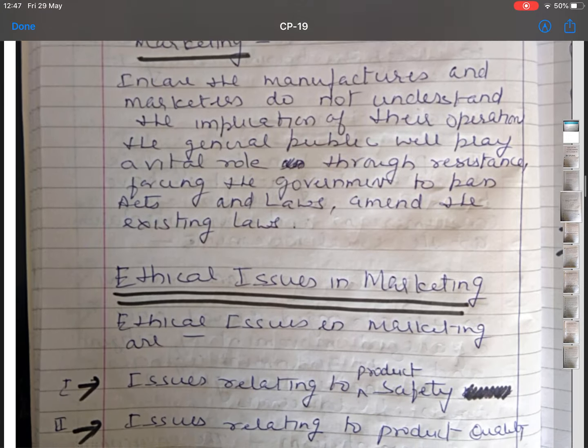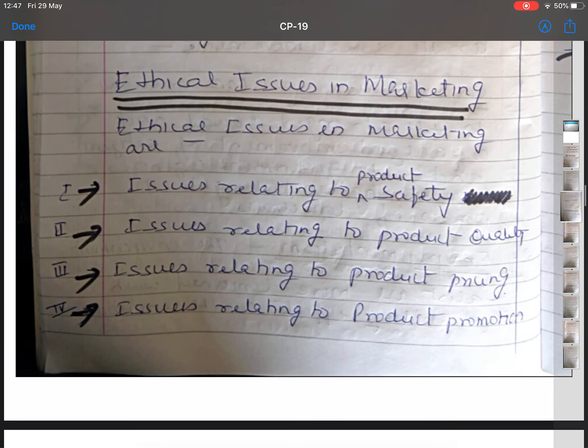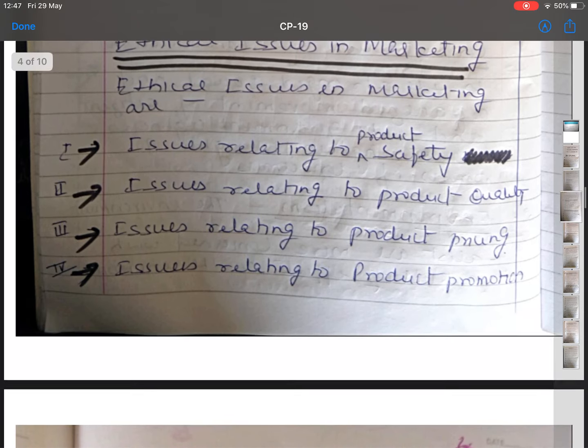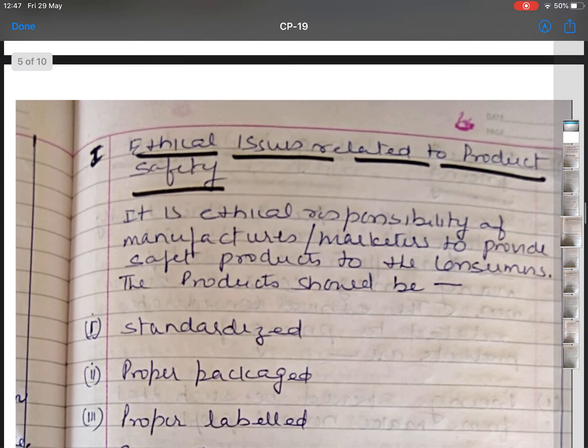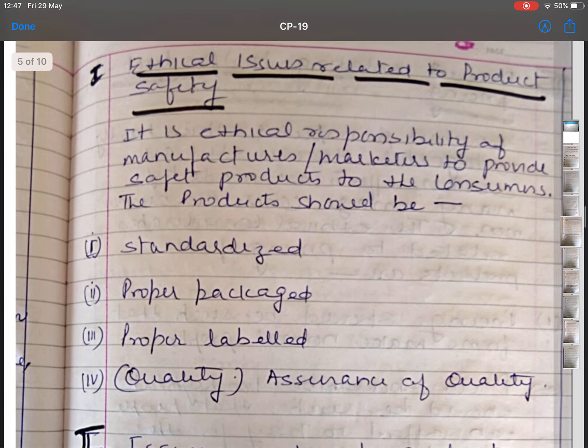Now the next topic is ethical issues in marketing. The following are the ethical issues in marketing. First is issues relating to product safety. Second is issues relating to product quality. Third is issues relating to product pricing. Fourth is issues relating to product promotion. I'm starting with the first, ethical issues relating to product safety.